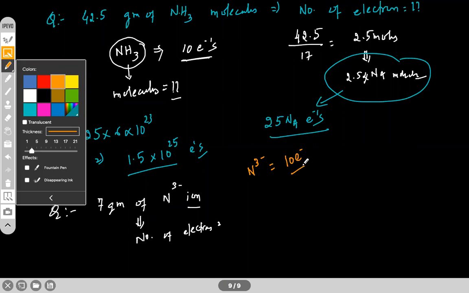3 minus means that 3 electrons you have added onto this atom. So we have nitrogen neutral atom initially present and 3 electrons you have added onto this, and then you get this N3 minus. So 7 electrons it already has, 3 you have added, so it got 10 electrons. So one ion has 10 electrons.